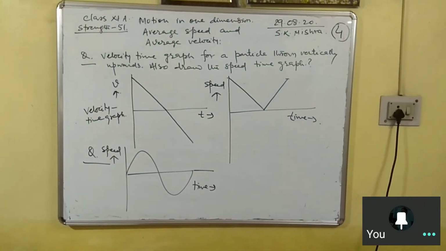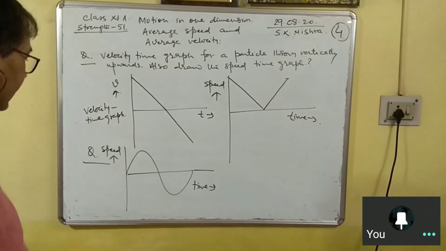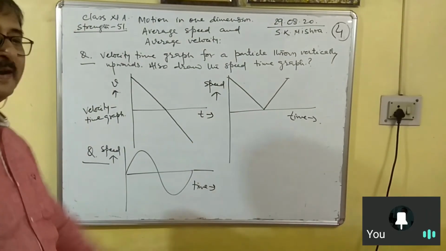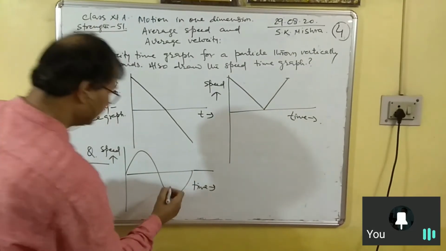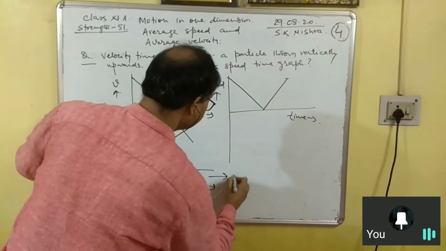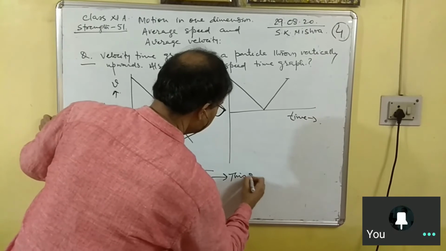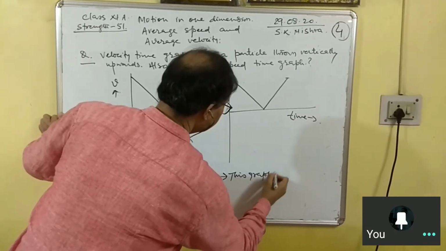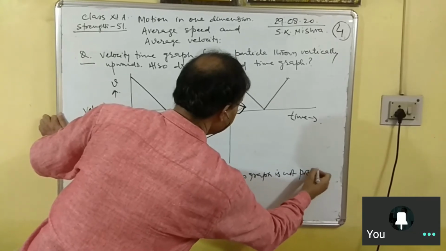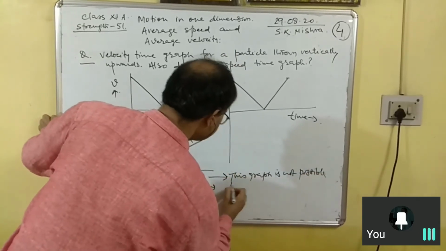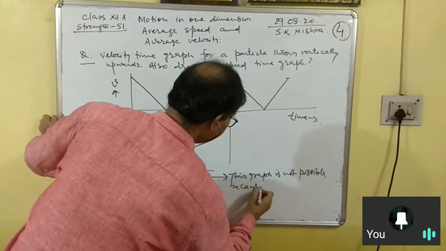Yeah, because the speed will never be negative. And this portion shows that speed is negative. So the reason is this is not possible. This graph is not possible. This graph is not possible because speed will never be negative.